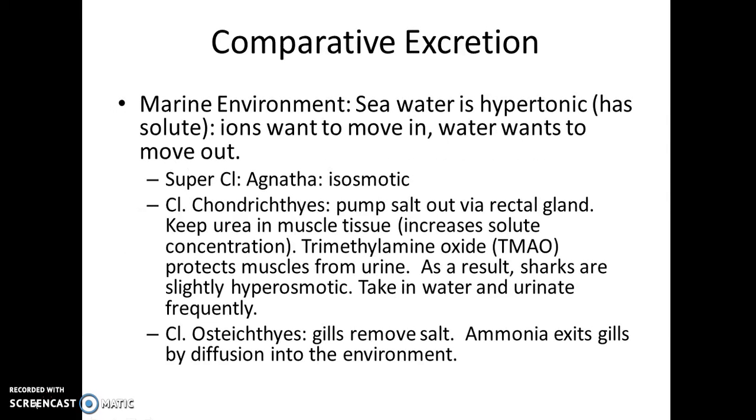So we're going to look at the marine environment. Now, seawater is hypertonic. It has more solute, so ions either want to move into the cells or water wants to move out of the cells, right? That's because there's a lot of salt in salt water. So the superclass Agnathans were isoosmotic, so they had an equal concentration of salt in and out of the cells. That means they had an equal concentration of water in and out of the cells. So the water potential was equivalent, so the water moved in and out equally, no problems.